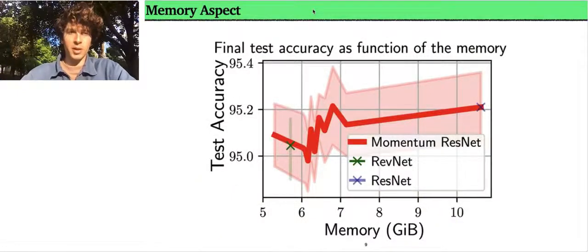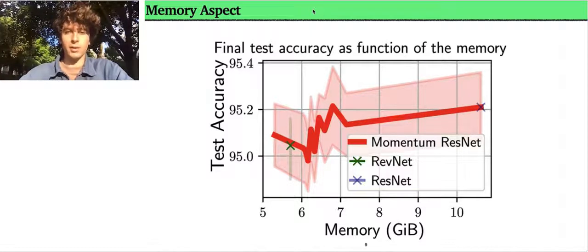I will now present some experimental results. First, the important memory gains are confirmed in practice. In this figure, we see how a momentum ResNet can consume half the memory a ResNet would and achieve a similar accuracy on an image dataset.